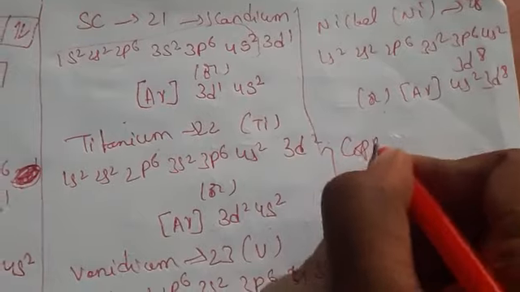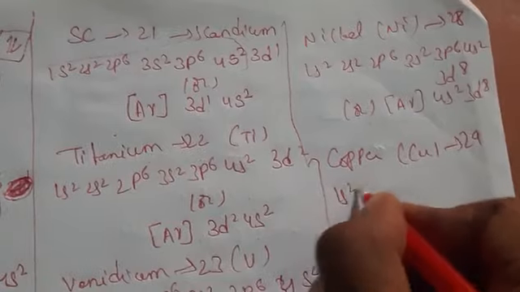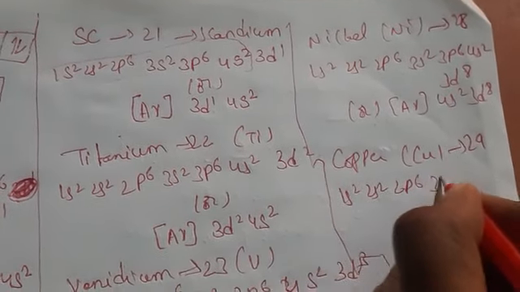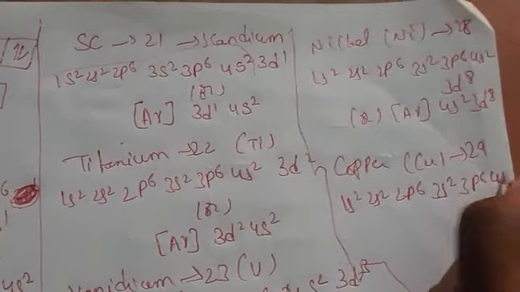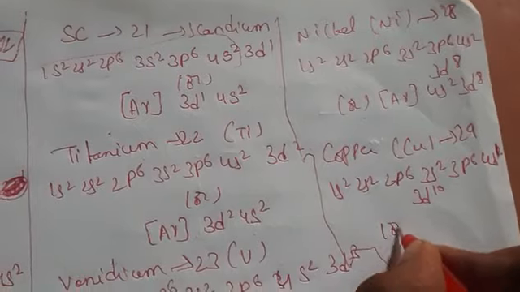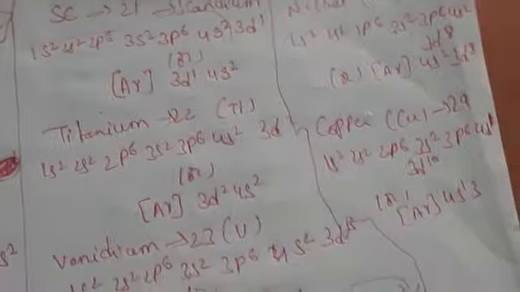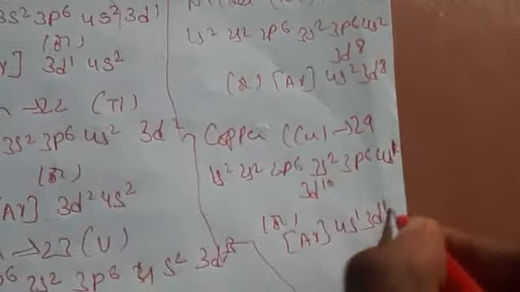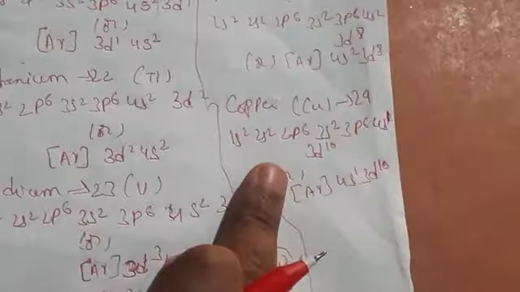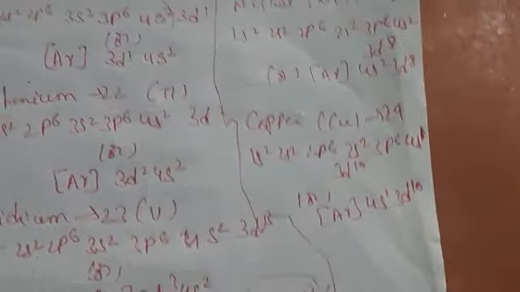And copper is the same as chromium. Its symbol is Cu. It has atomic number 29, 1s2 2s2 2p6 3s2 3p6 4s1 3d10. So we are getting argon 4s1 3d10. For chromium and copper the reason is the same. Why? Because one is a half filled and the other is a completely filled configuration. Because of this reason, both get extra stability. That's why we are getting this configuration.